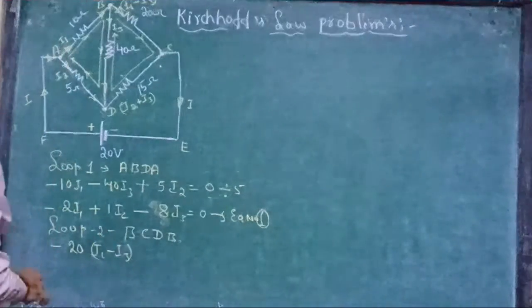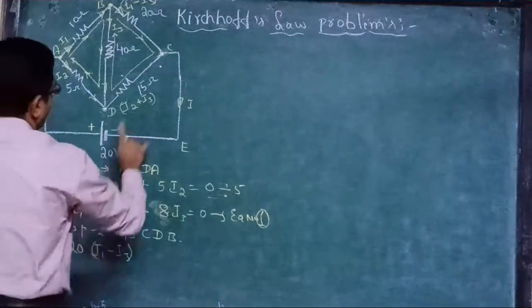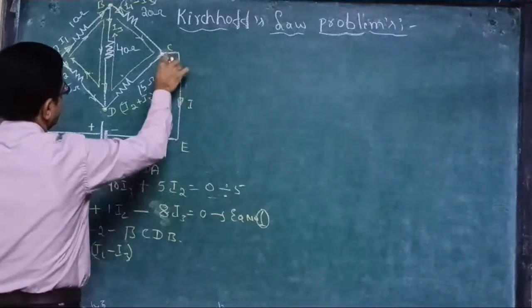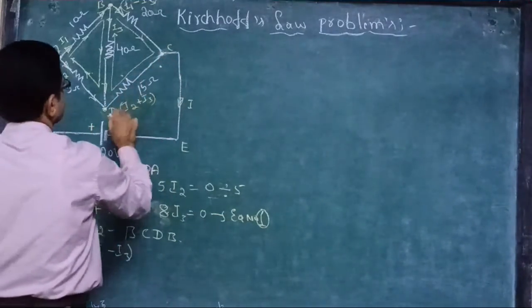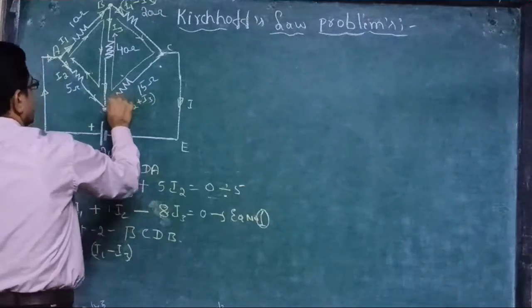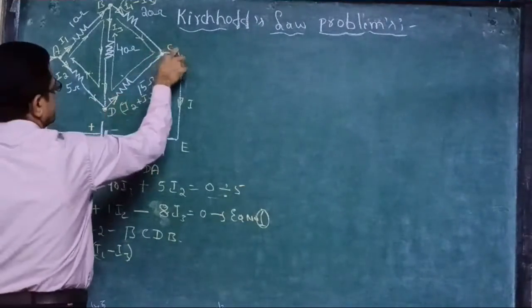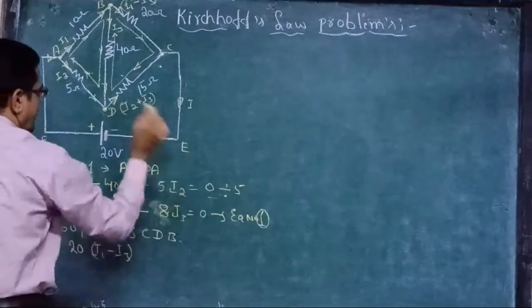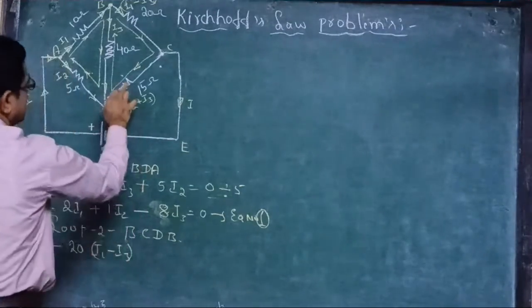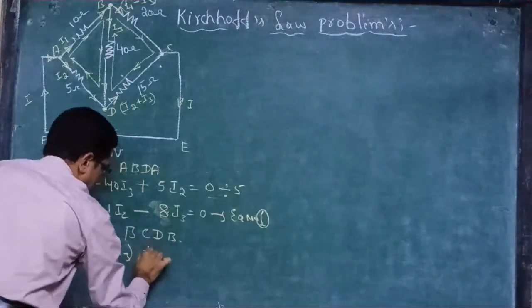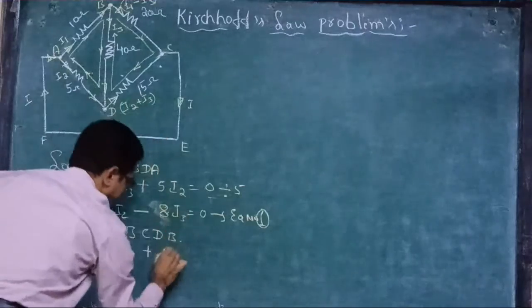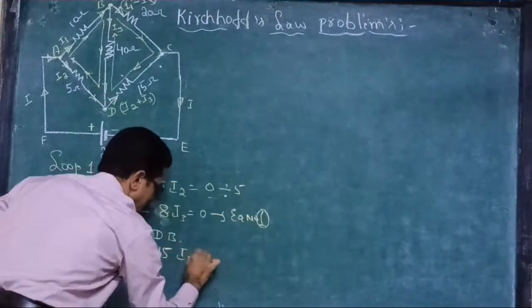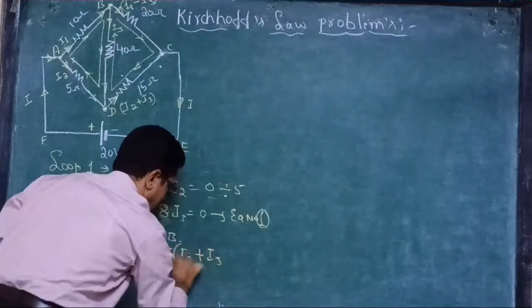So that's why the sign is very important while we have to take the sign. Next we are going C to D. Here the current flows D to C, but we are going C to D. That means rising potential, so we should take the positive sign. That means 15(I2 + I3).